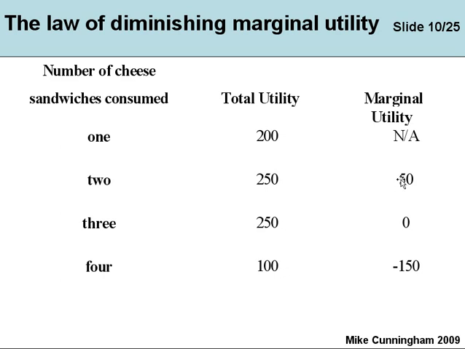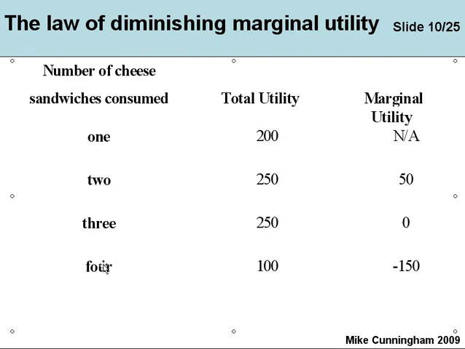So the second sandwich has given you 50 units of utility, 50 utils, U-T-I-L-S, utils. The first sandwich gave you 200, the second one only gave you 50. If we have a third sandwich, our utility might remain the same, in which case the change in the total utility, going from 2 to 3, well, there isn't a change. So it's 0.